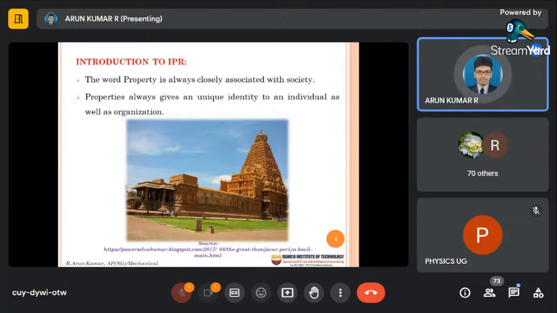Once again, I'm stressing here that the purpose of constructing a worship place is to worship God, whereas most people don't know the name of the God residing in this temple, and everyone knows who actually constructed this temple. That is the value of property.